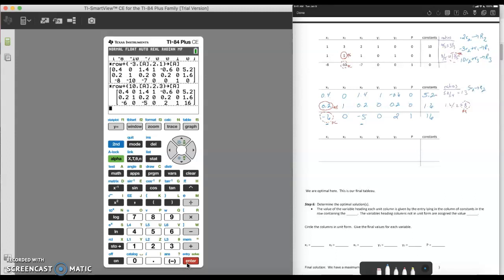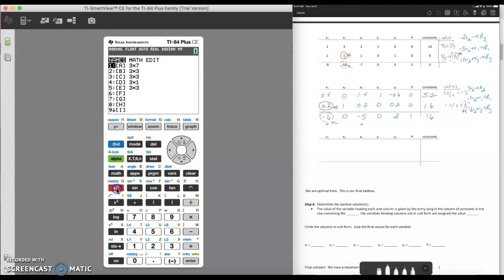Once that's a 1, we're going to change the 0.4. So how we're going to do that is we're going to do a negative 0.4 times row 2, add that to row 1, and that will make our new row 1. And then we have to do the opposite of the negative 6, so we'll do a positive 6 R2 plus row 3 and make that our new row 3. So I've given my directions there, and now we're going to go ahead into our calculator and do it.